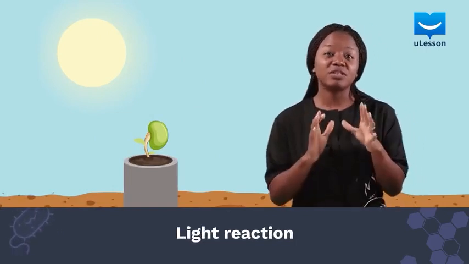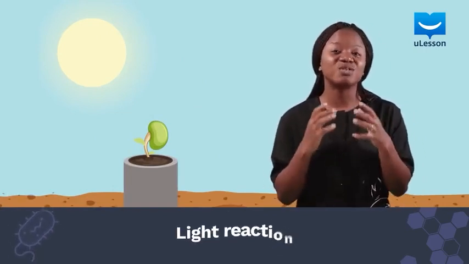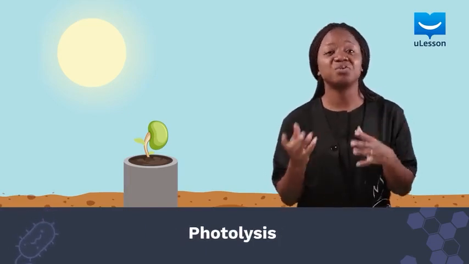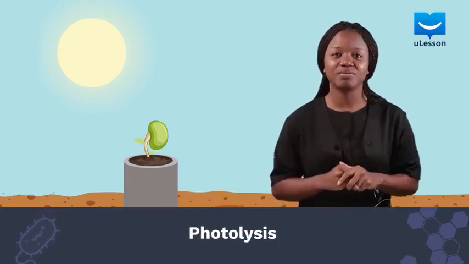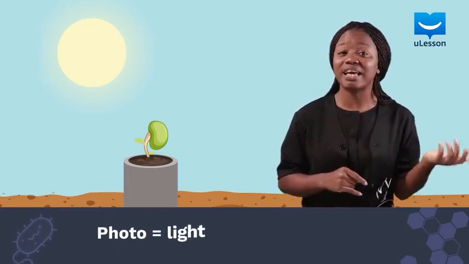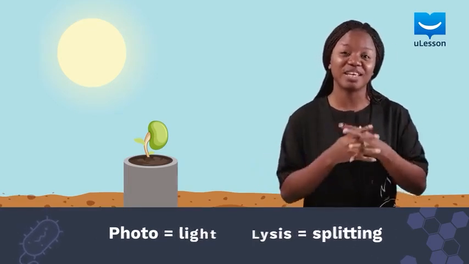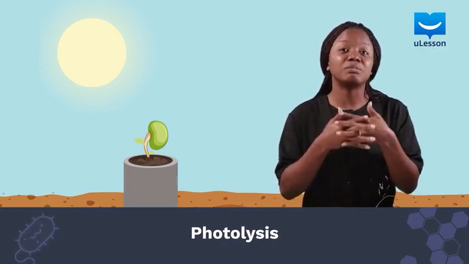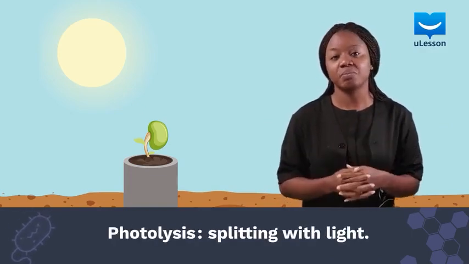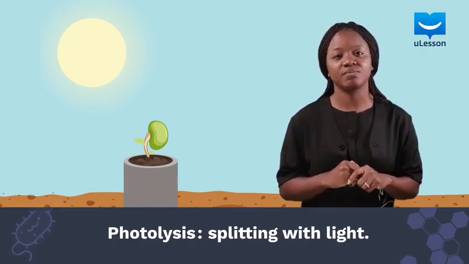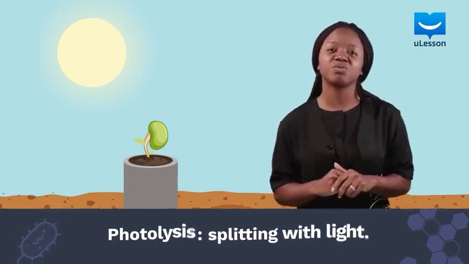The first part of this stage involves a process known as photolysis. I know you're wondering what this new big word means, so let's break it down. Photo means light, and lysis means splitting. Putting those together, photolysis means splitting with light. And in this case, water is split using light. So this is how it plays out.